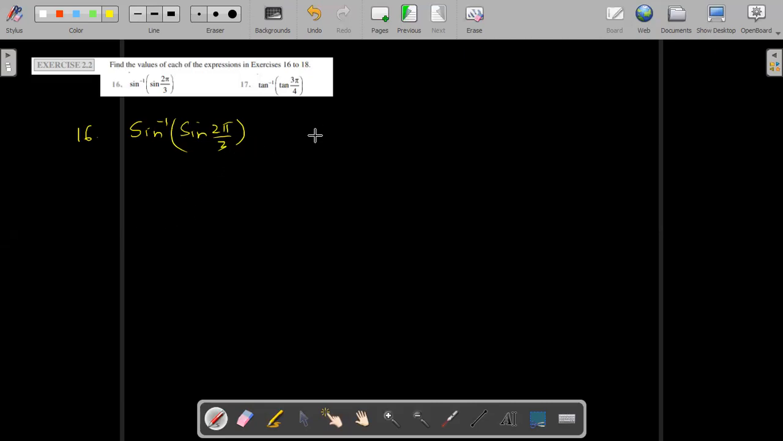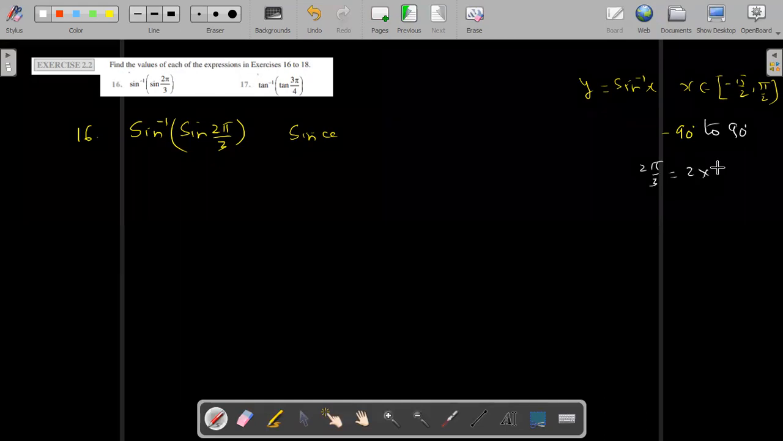So 2 pi by 3, then what is the range of sine inverse? Sine inverse, y is equal to sine inverse x. It is a function and its range is minus pi by 2 to pi by 2. That means between minus 90 degrees to 90 degrees. But here you have 2 pi by 3, so you have to check whether it is coming in this range.